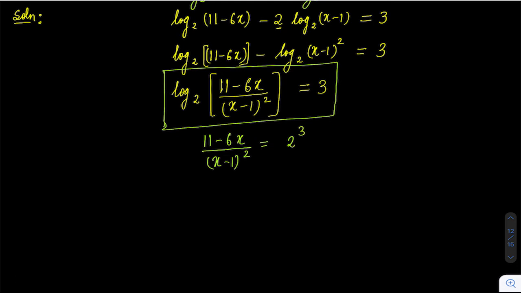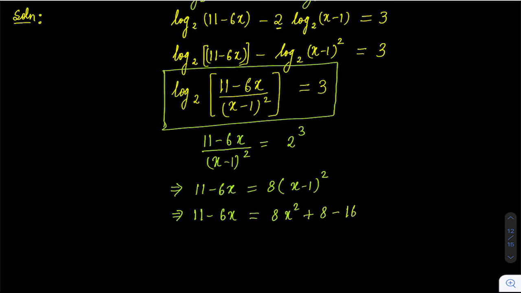So let's solve this now. Now you can see there is no log here. This is now an exponential equation. We can easily simplify and get the value of x. So this will be 11 minus 6x equals 2 power 3, which is 8, times (x minus 1) whole square, which is nothing but 11 minus 6x equals... let's multiply this. This will come out to be 8x square plus 8 minus 16x. So when you simplify, you will get this.